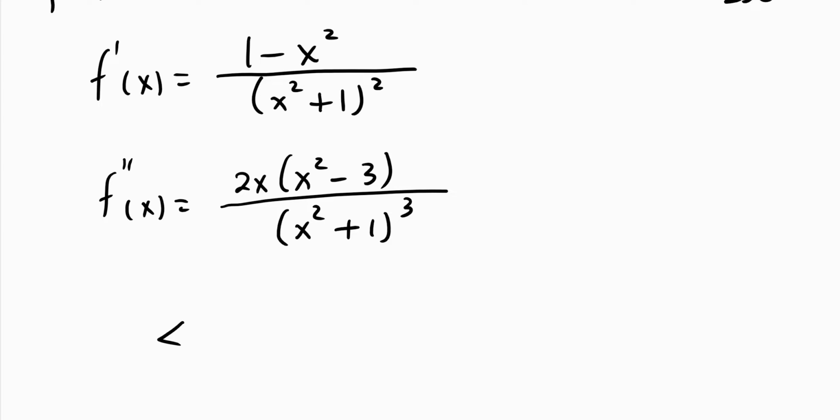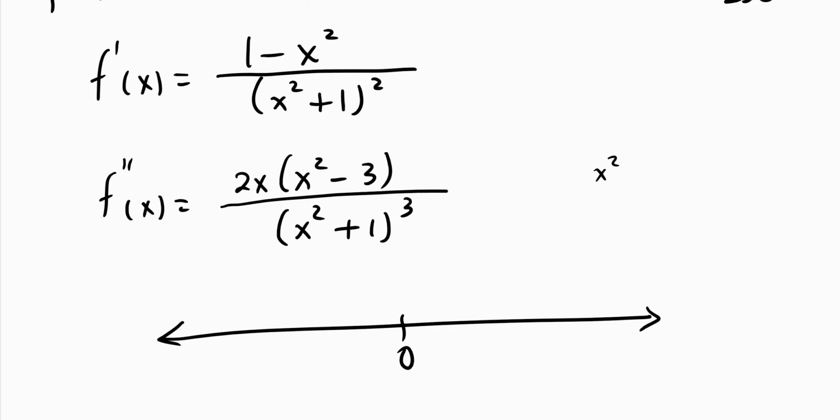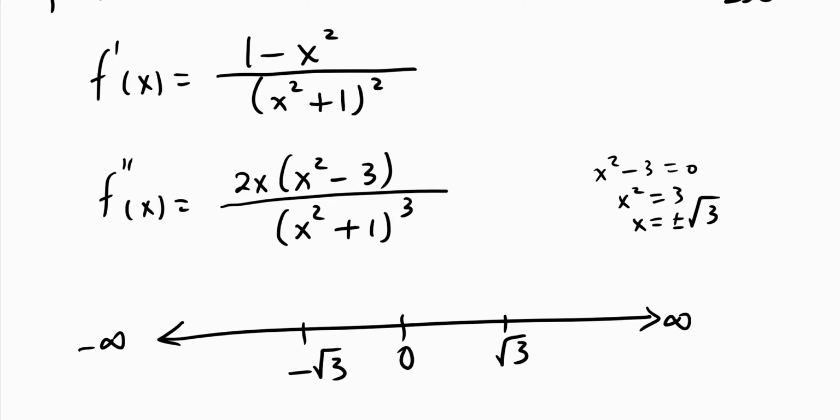So what goes on the number line to check for the second derivative? If I set the top equal to 0, I get x equals 0 for one of them. And from x squared minus 3 equals 0, x squared is 3, x is plus or minus square root of 3. Don't forget the plus or minus. So let's say that's here and the other one on the other side, with negative infinity and infinity. Now I'm testing the second derivative, not the first derivative, the second derivative.